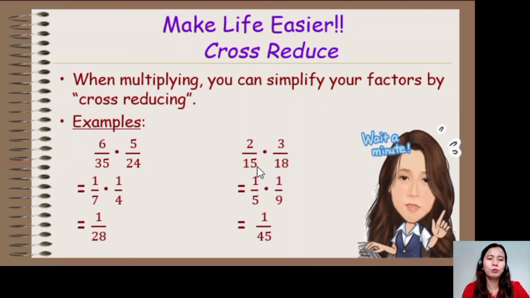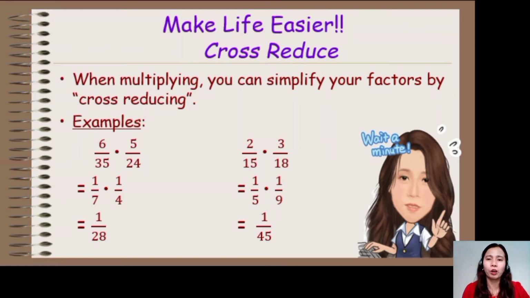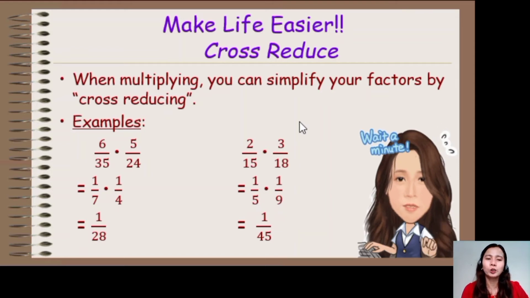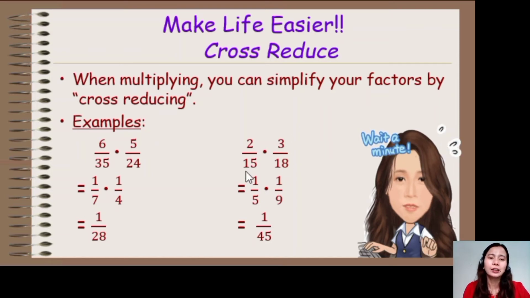Next, 2 over 15 times 3 over 18. 2 and 18 can be reduced because they have a common divisor, and that is 2. 2 divided by 2 is 1. 18 divided by 2 is 9. So, as you can see, 3 and 15 pwede ring i-reduce. So, it is divisible by 3. 3 divided by 3 is 1. Then, 15 divided by 3 is 5.